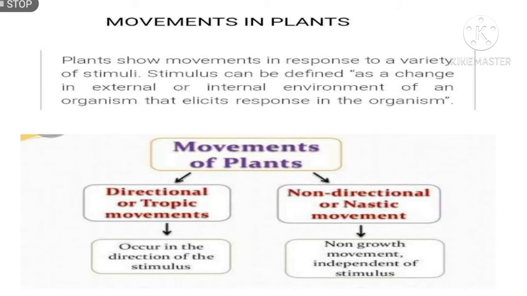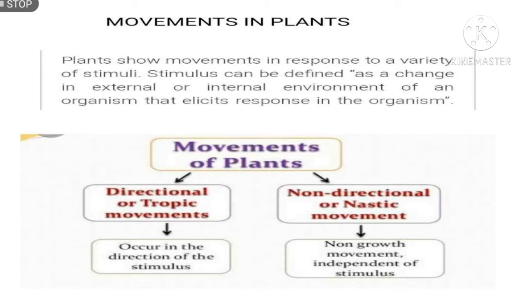Then the next thing we are going to study is movement in plants. Plants show movements in response to a variety of stimuli. These stimuli can be defined as any change in external or internal environment of an organism that elicits response in the organism. It may be light, water, etc.